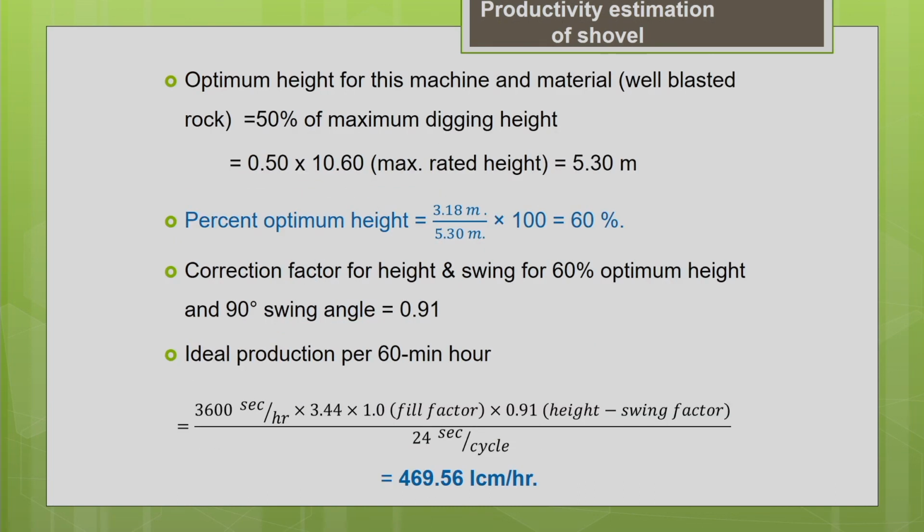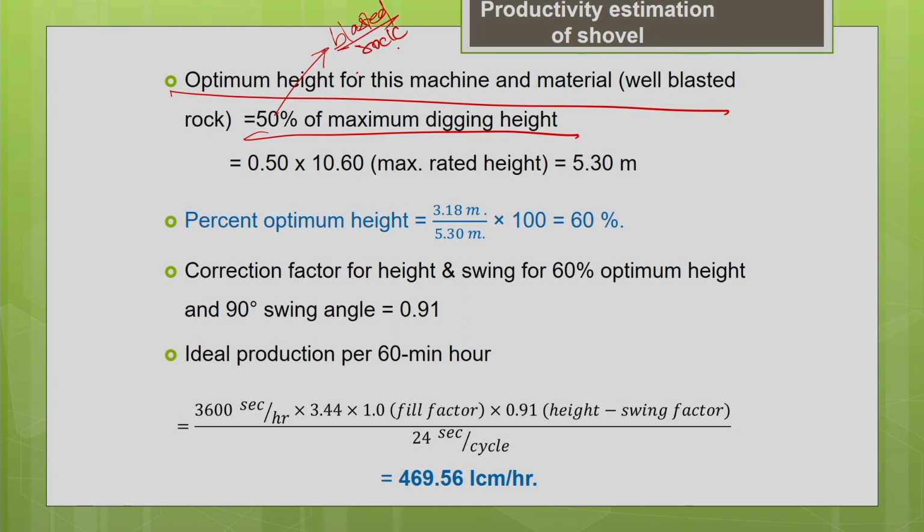Now, as we discussed earlier, we have to find the optimum height for the machine. It is nothing but 50% of the maximum digging height. I hope you know why we took 50%, because it is handling blasted rock. Rock is a harder material to handle, so take 50% of the maximum digging height. So, 0.5 into 10.6 meter gives you 5.3 meter as the optimum height for the machine.